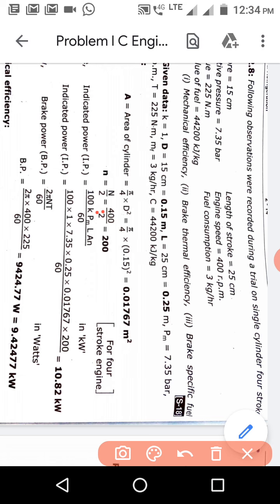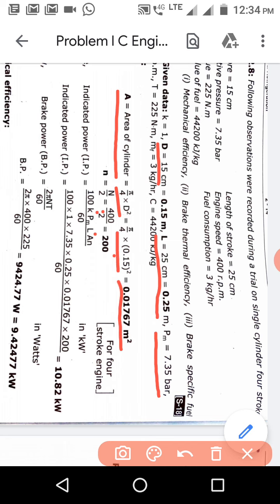Mean effective pressure is given, that is equal to 7.35 bar. Then stroke length is given, 25 centimeter, so it will be 0.25 meter. Then we have to calculate the area as the piston diameter is given. So area of cylinder is equal to pi by 4 into D square. Diameter is given as 15 centimeter, so we have converted it into meter. So pi by 4 into 0.15 square gives us the area of the cylinder.